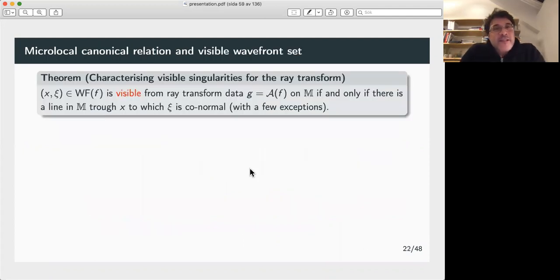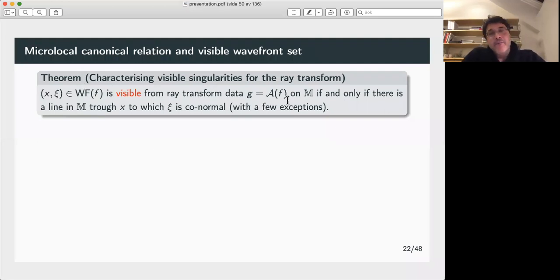Now, if you tie back to the limited data problems I was mentioning in the very beginning, the price you pay when you are working with limited data tomography is that you not only might lose uniqueness, but formal uniqueness even, and you definitely lose stability. You pay a price in stability. Well, if you lessen the question, if you say, I don't necessarily have to recover the function, I'm happy with its wavefront set, then you might actually gain. So there's a theorem that is characterizing the visible singularities.